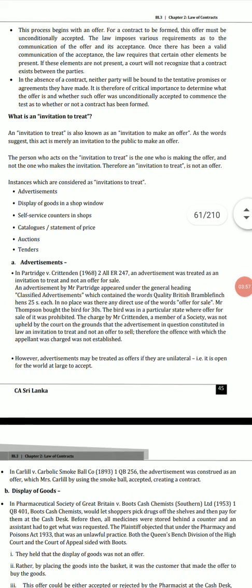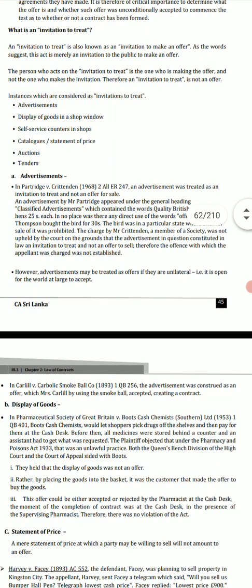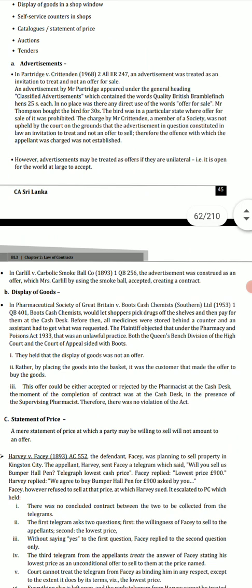The first one is advertisements. In the case of Partridge versus Crittenden, it says that advertisements may be treated as offers if they are unilateral. Please highlight the word unilateral, which means it is open to the world at large to accept. Imagine an advertisement on your TV that goes to the whole society, saying sale, hurry, come and buy, limited time. It's not an offer but an invitation to treat. Please come and make the offer, come and buy from us. It's no harm.